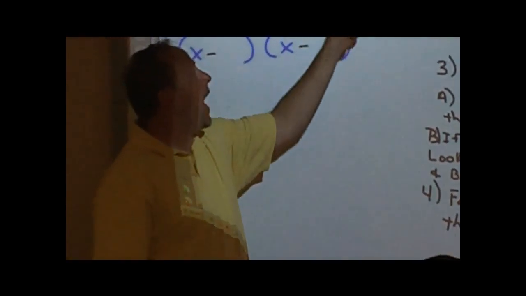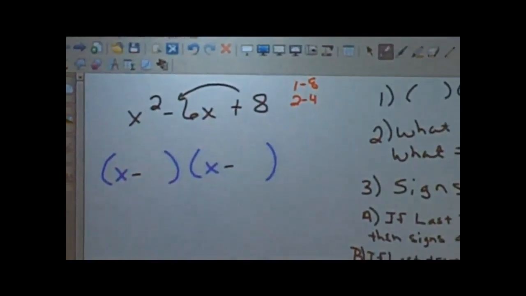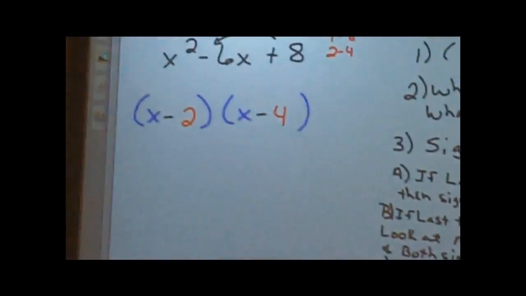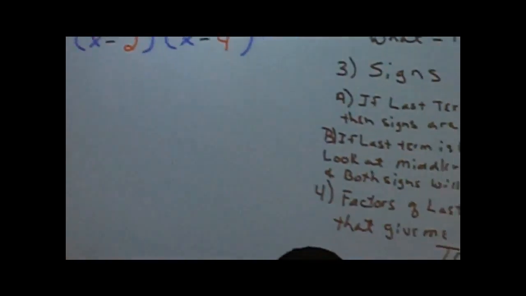So which factors, when I add them together, will give me 6? 2 and 4. You're done. Follow your 4 steps. It's hard to miss. Okay?